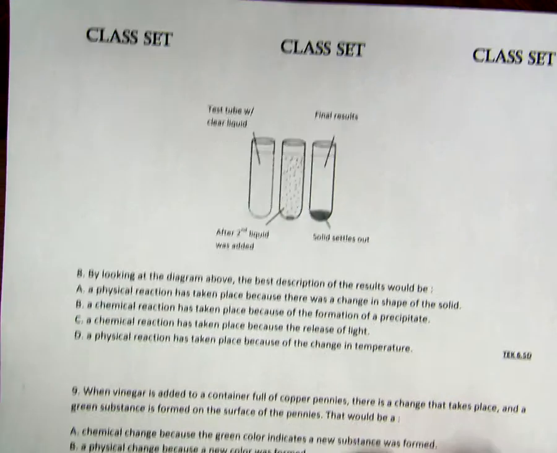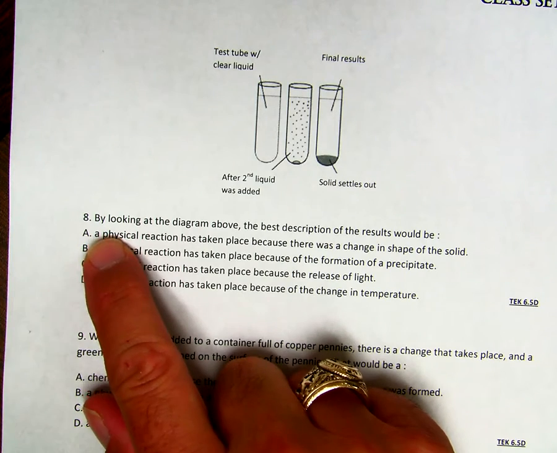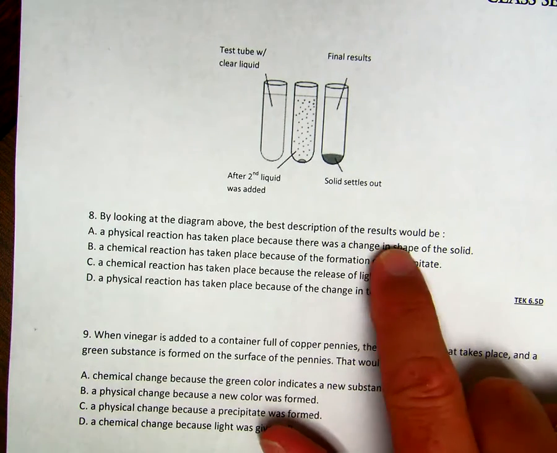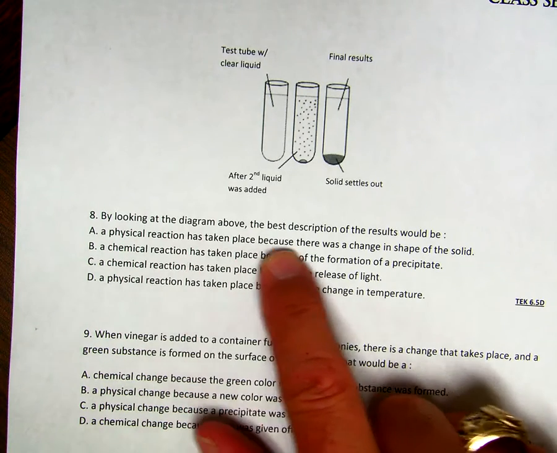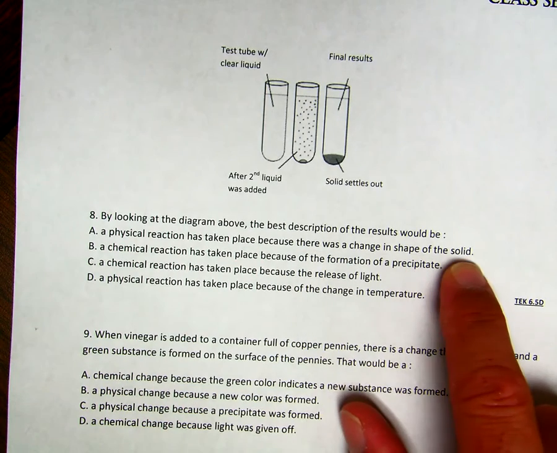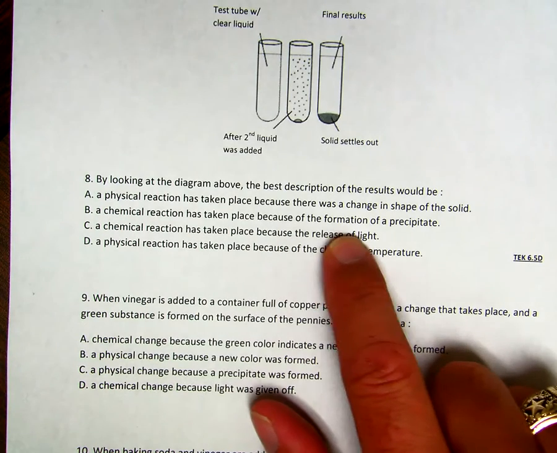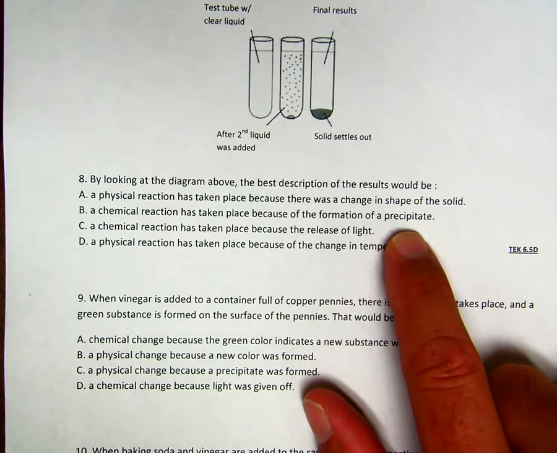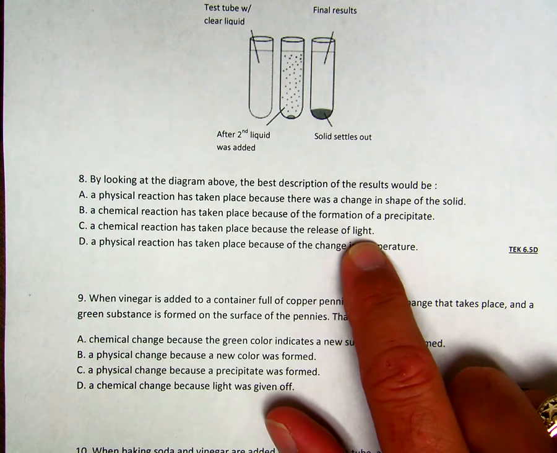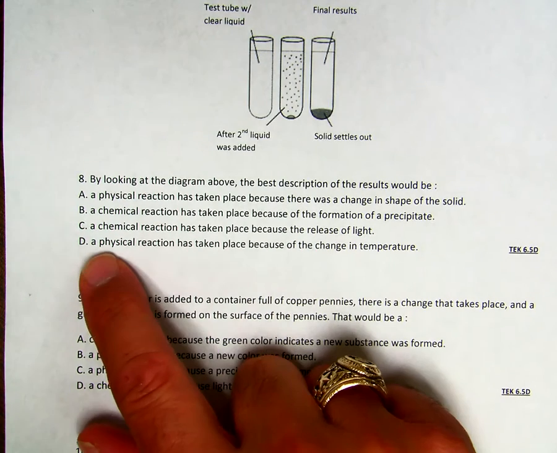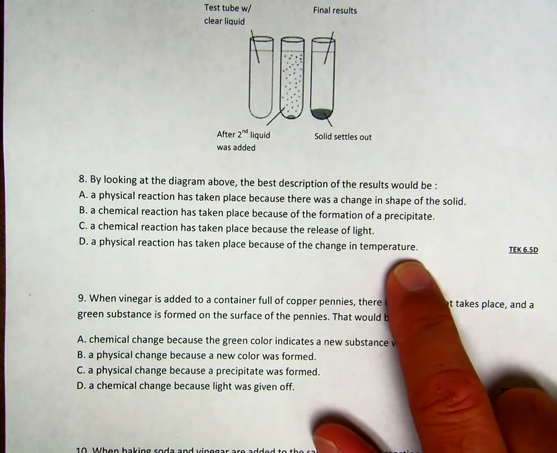Number 8, by looking at the diagram above, the best description of the results would be A. A physical reaction has taken place because there was a change in the shape of the solid. B. A chemical reaction has taken place because of the formation of a precipitate. C. A chemical reaction has taken place because of the release of light. Or D. A physical reaction has taken place because of a change in temperature.